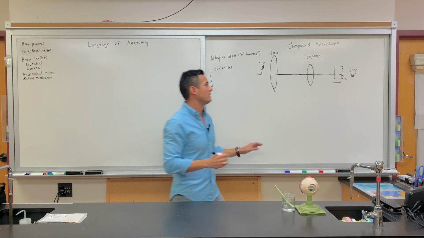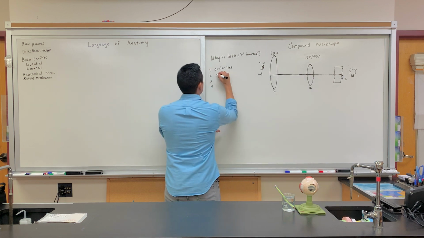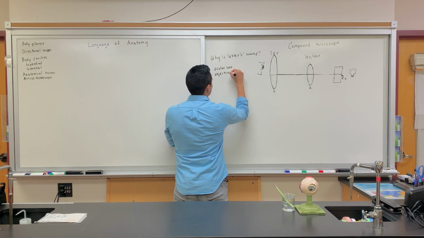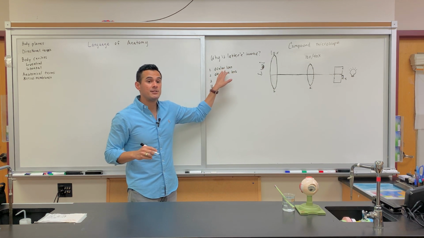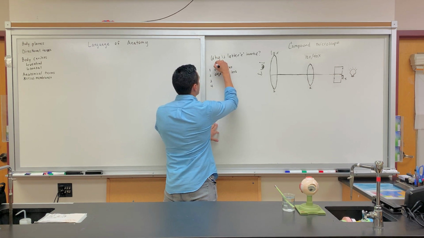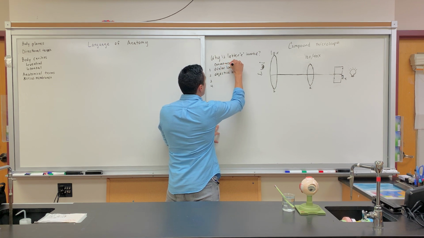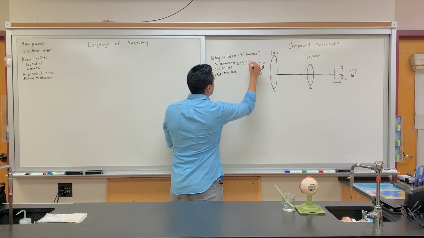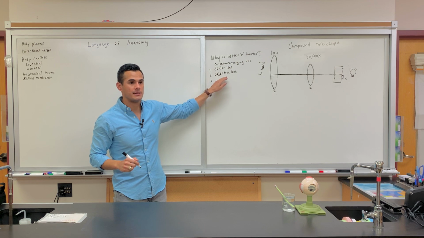So that's number one. Number two, what would this be called? The objective. Yeah, so this is the objective lens. Okay, so one of the defining features of these lenses, both of these lenses are known as convex or converging lenses. Okay, and you'll see why this is the case.